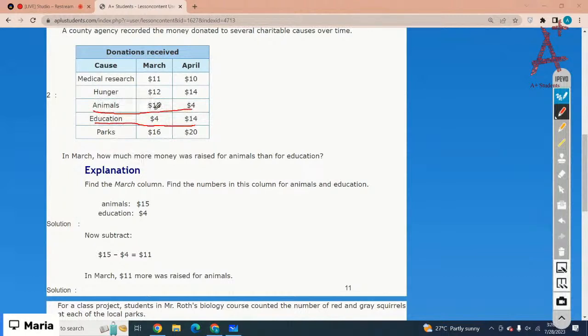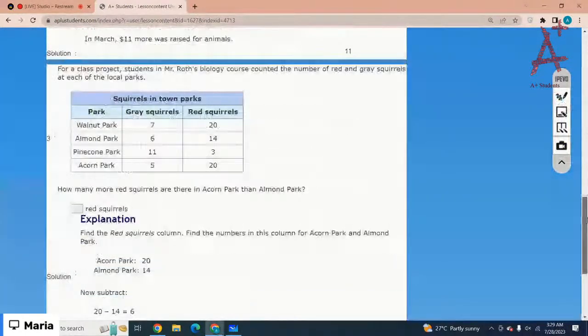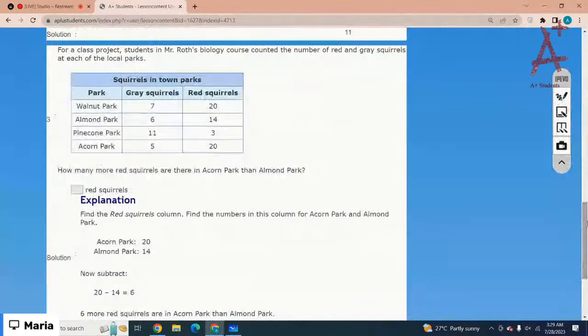So for the animals in the month of March, that would be 15, and for the education that would be just $4. You have to see how much more, so you have to subtract 15, take away 4 is $11, right? So the correct option is 11. Just understand the table and you can read the values very easily. Got it? Okay.